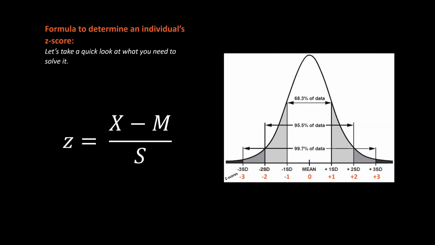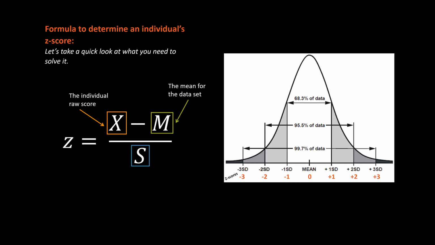So as usual, what I'm going to do is show you all the parts of this, and then you're going to know how to solve it from there. So we've got x, and we know that x is an individual's raw score, because what a z-score is doing is it's taking an individual's raw score and converting it to determine where it sits on the distribution. And we can only do that if we know the mean of the distribution and the standard deviation of the distribution, because that's the rest of this equation. M, uppercase M here, stands for the mean of the data set. And then S stands for the standard deviation of the data set.